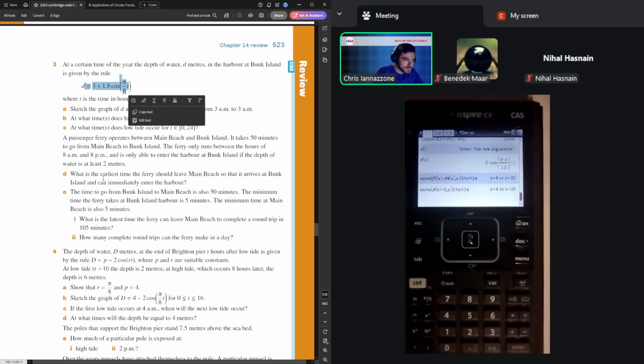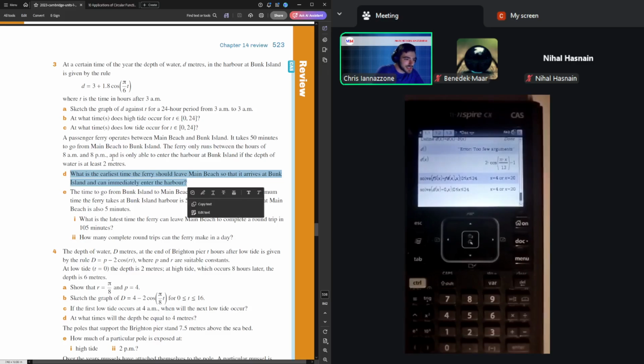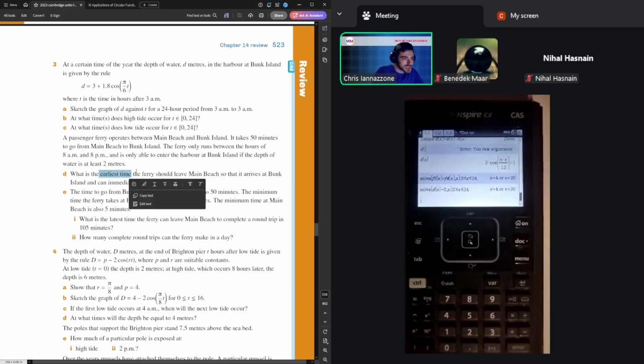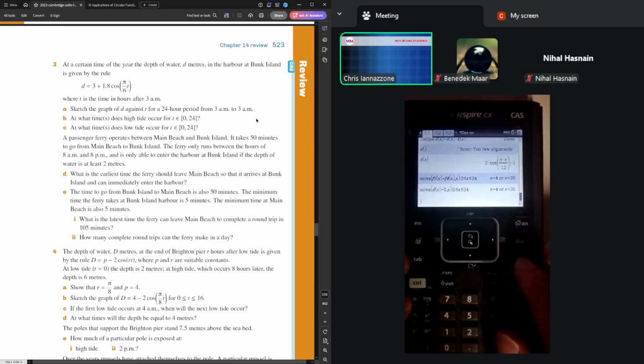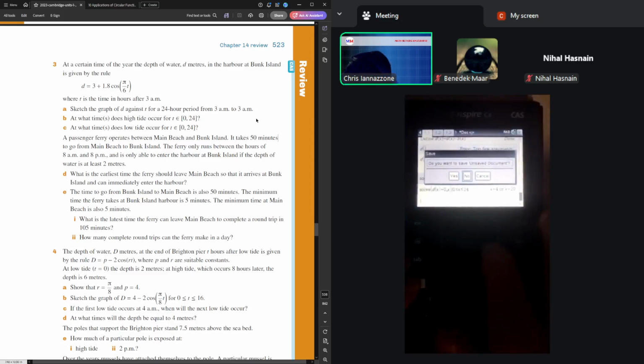so 2 meters or above. The question it's asking is, what's the earliest time the ferry should leave its starting location so that when it arrives, it can actually immediately enter the harbour? The earliest possible time that it can do that. That's a bit cheeky, because you've got to now take into consideration this offset, not just when is this above 2 meters, but you also need to then offset that by how long it took you to get there in the first place. Pretty cool question. Let me clear out the workspace on the CAS.